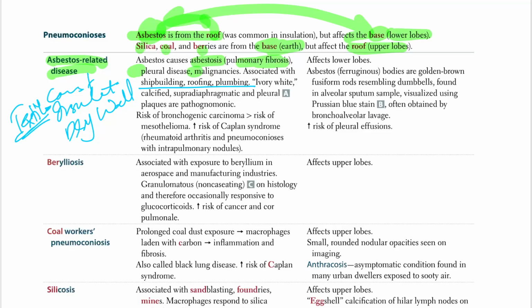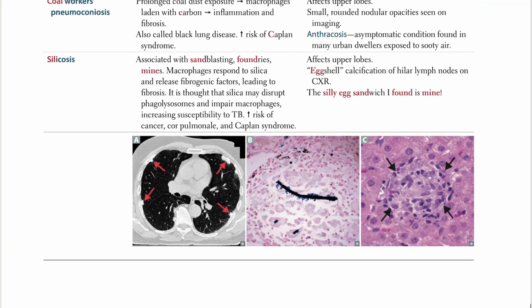Okay, ivory white calcified supradiaphragmatic and pleural plaques are pathognomonic. Very high yield. Again, what is it? Ivory white calcified supradiaphragmatic and pleural plaques are pathognomonic. Let's look at picture A, where we have that. Okay, this is picture A.